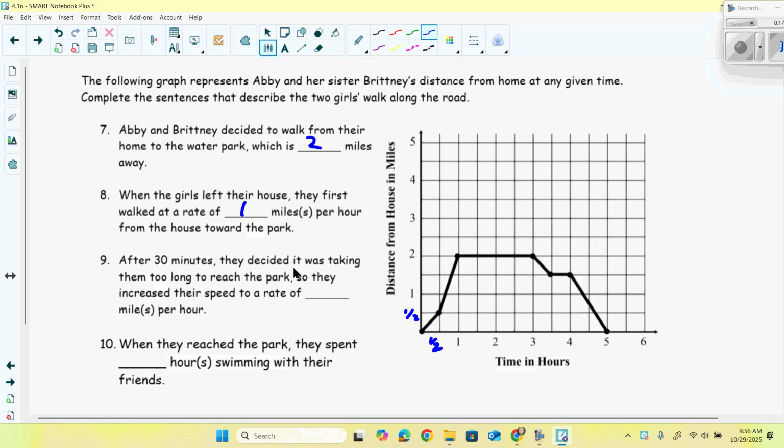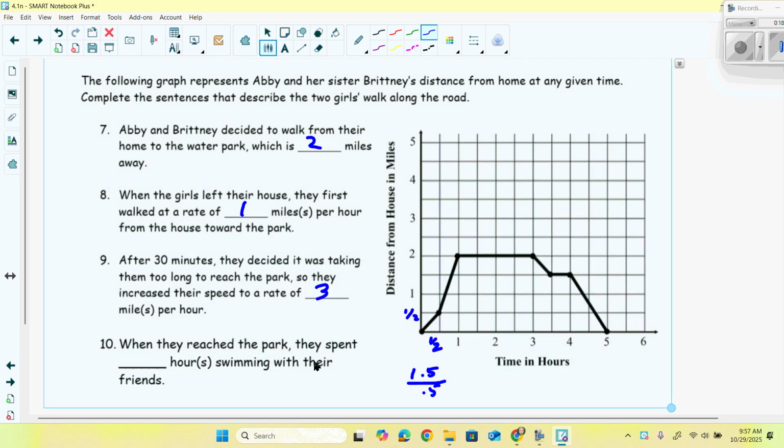After 30 minutes, they decided it was taking them too long to reach the park, so they increased their speed. So after 30 minutes, that's half an hour, this rate, you can see, is faster. Now they're going a mile and a half rise over a half-hour run. So they increase their speed to a rate of how many miles per hour? It's 1.5 divided by 0.5. Well, 0.5 goes into 1.5 3 times. So they went 3 miles an hour. That's clearly faster than 1 mile an hour.